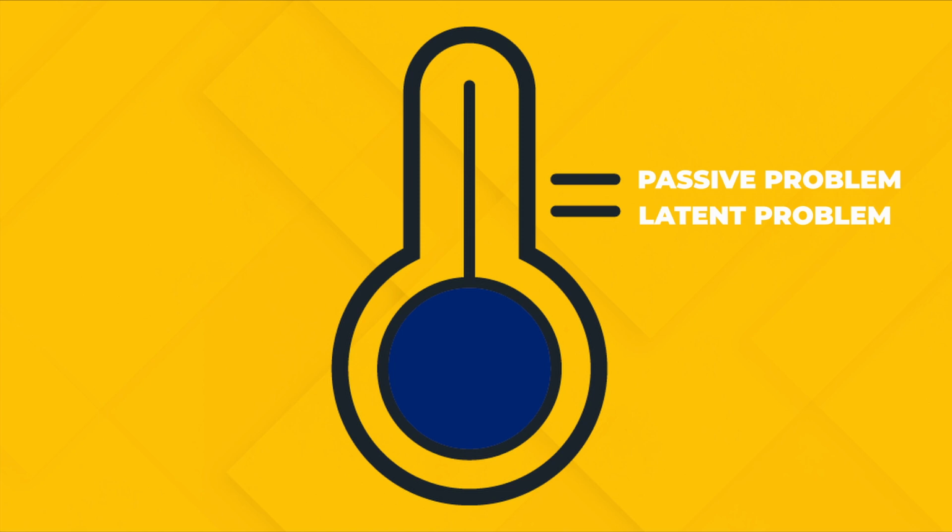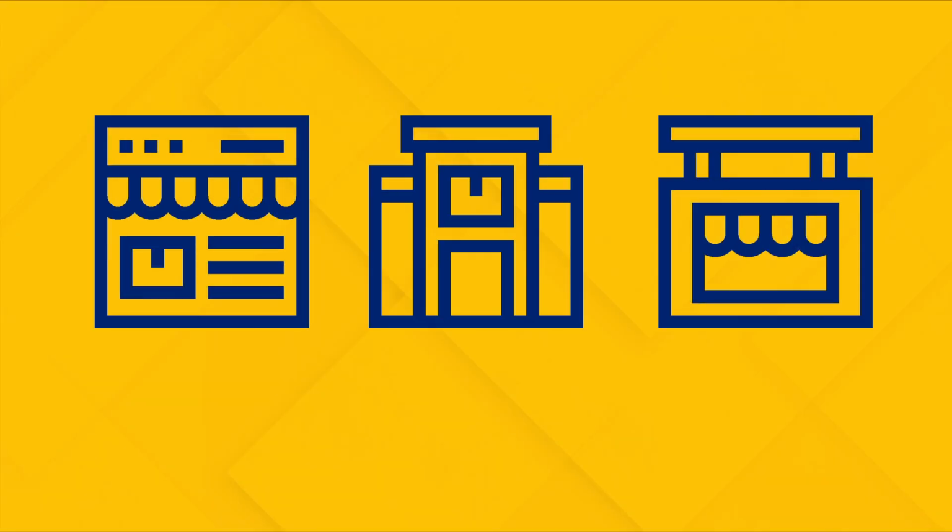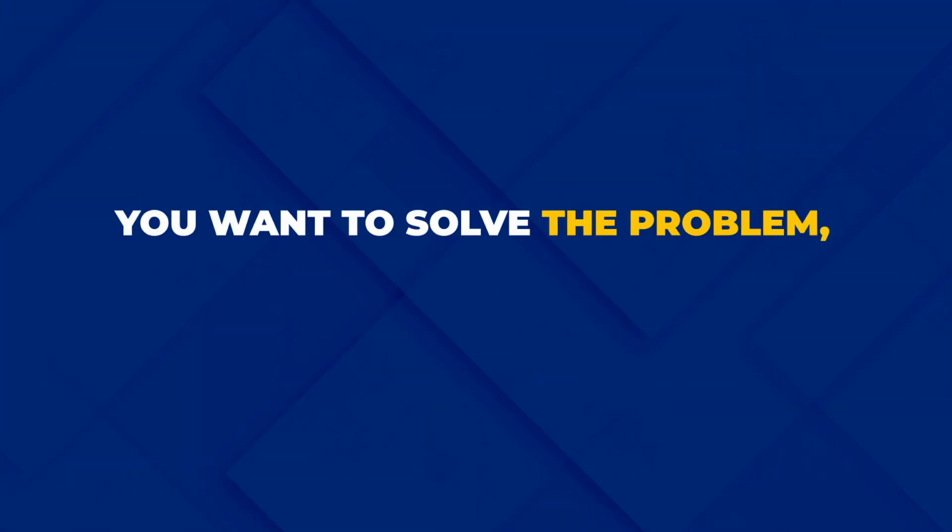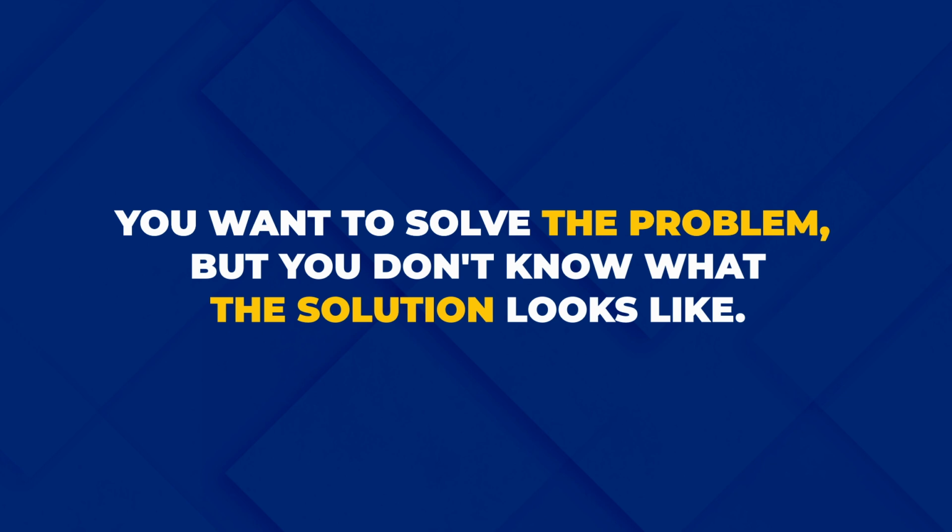The third type of problem on the problem scale is called an active problem. I have a problem, I'm aware of it, and I'm actively looking for a solution, but I don't know what to buy. It's like walking into a shopping mall wanting to buy a shirt, but you don't know if you should go to Nordstrom's, Macy's, or Neiman Marcus. You don't know what you're looking for. Short sleeve or long sleeve? What's my size, what color, et cetera. You want to solve the problem, but you don't know what the solution looks like.